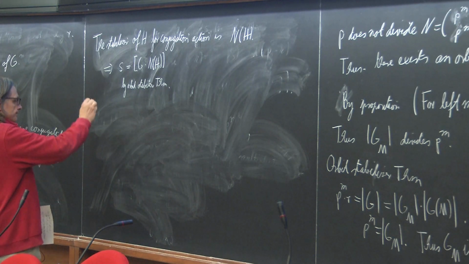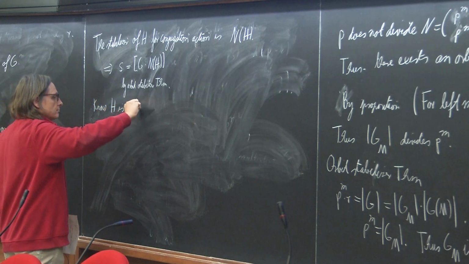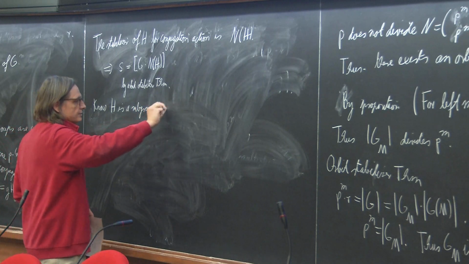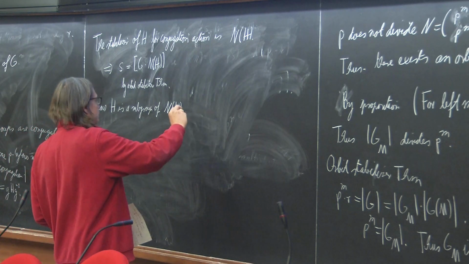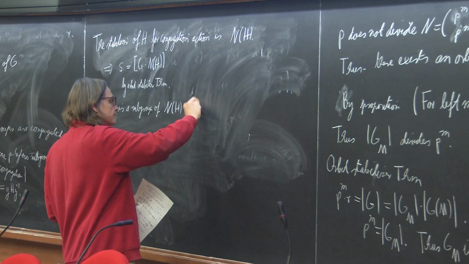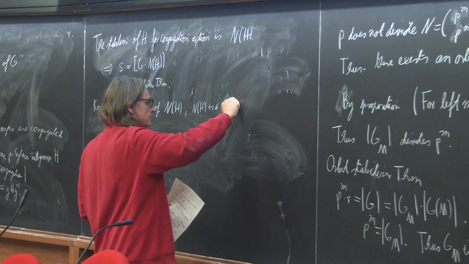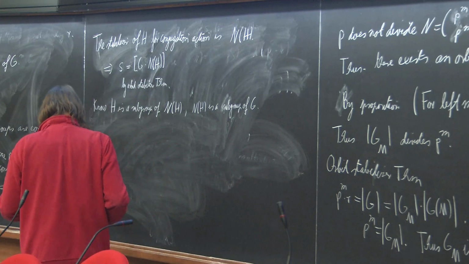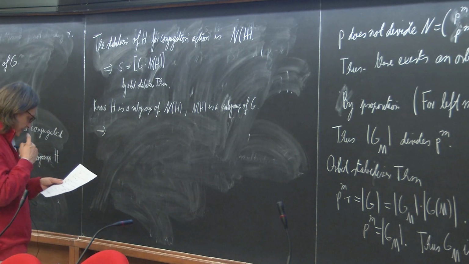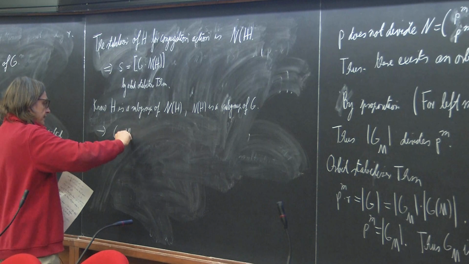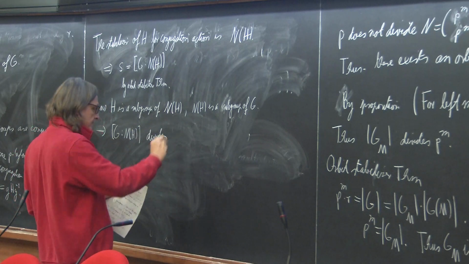So we know that H is a subgroup of NH, and NH is a subgroup of G. Thus it follows that the index of NH in G divides the index of H in G.